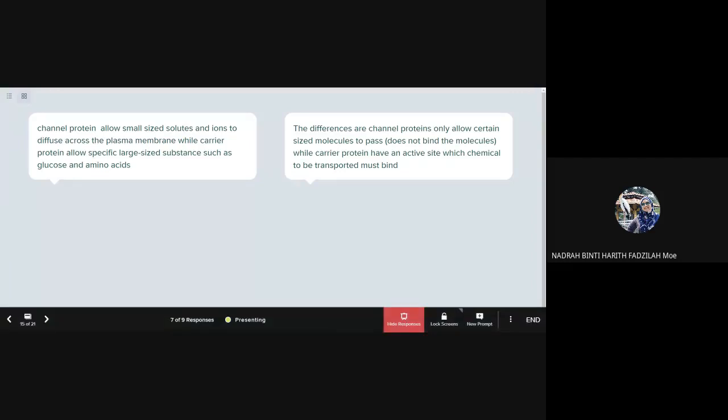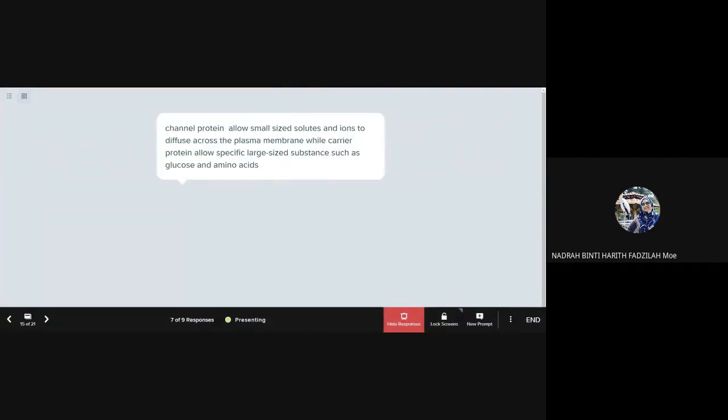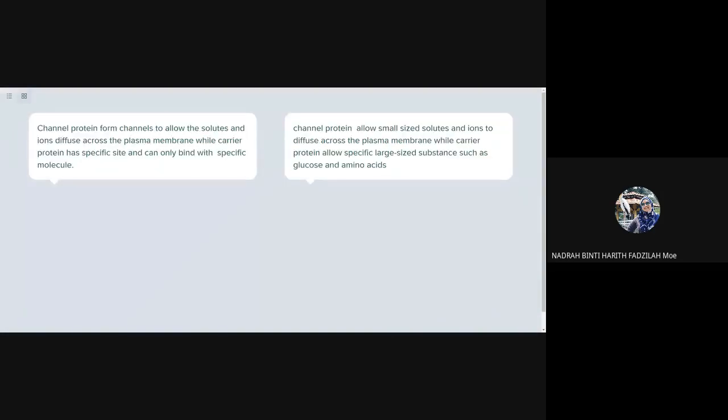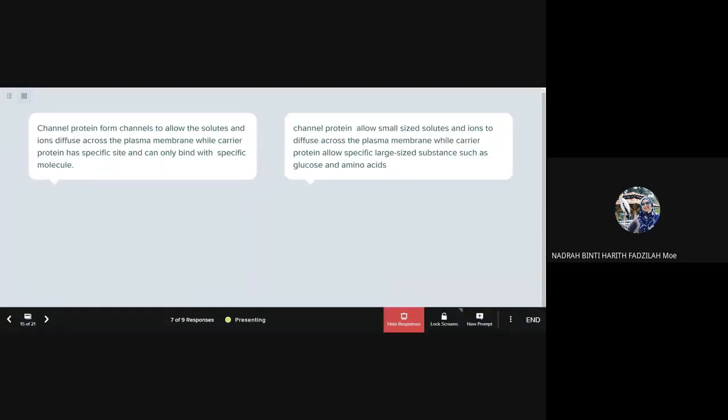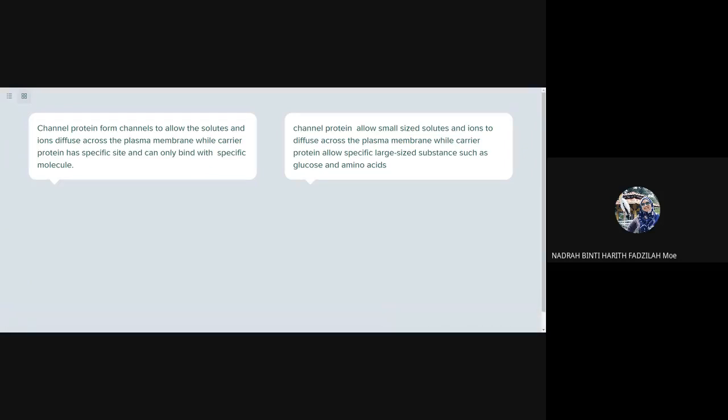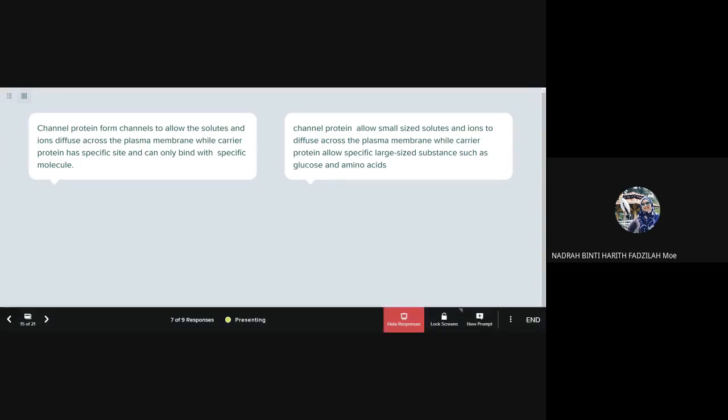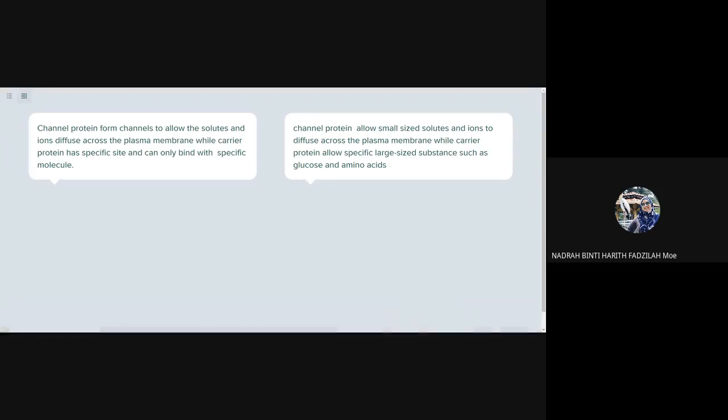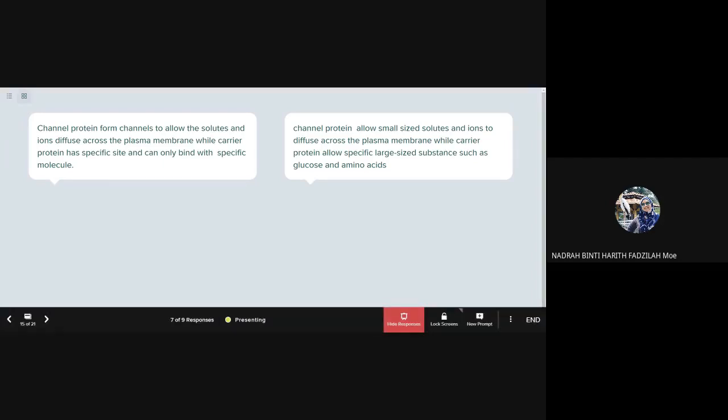Cara yang kedua, differences yang kedua ialah kita bukan yang ni. Sekejap, not this one, another one. This one. Okay. Mekanisme dia ialah channel protein form channels. Menghasilkan liang channels to allow solute and ion diffuse across. Tapi untuk substances yang melalui carrier protein, they have to bind with the specific site in order to be transported from one side of the cell to another.